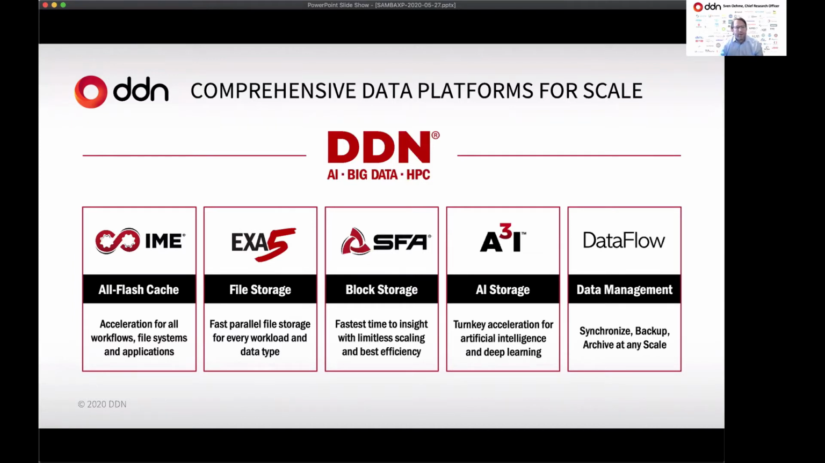And Dataflow is a data management solution that allows you to synchronize, backup, and archive data. It has multiple sources and multiple targets it can connect with each other. And you can use this to backup data, archive data, migrate data, move data from file to object, from object to file, file to tape. It has all kinds of connections between them.